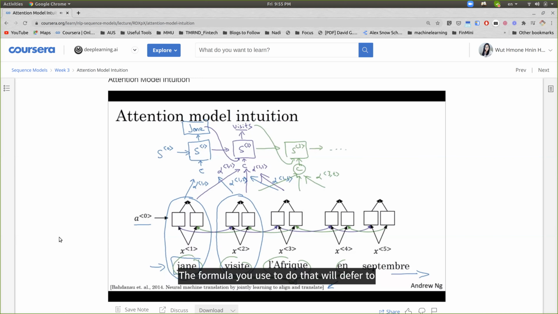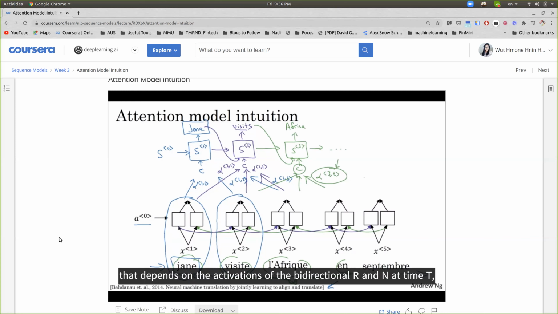And the formula you use to do that we'll defer to the next video, as well as how you compute these attention weights. And you'll see in the next video that alpha 3,t, which is when you're trying to generate the third word, this is Africa, just getting the right output, the amount that this RNN step should be paying attention to the French word at time t, depends on the activations of the bidirectional RNN at time t. So this will depend on the forward activations and the backward activations at time t. And it will depend on the state from the previous step, so it depends on S2. And these things together will influence how much you pay attention to a specific word in the French sentence. But we'll flesh out all these details in the next video.